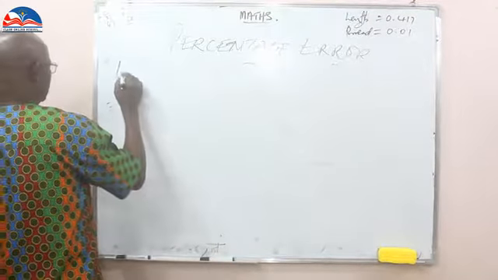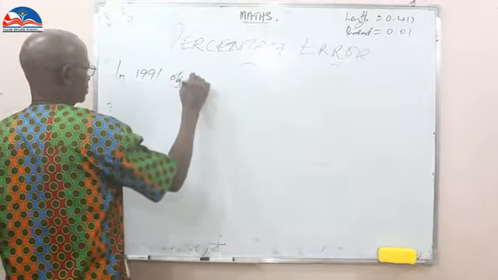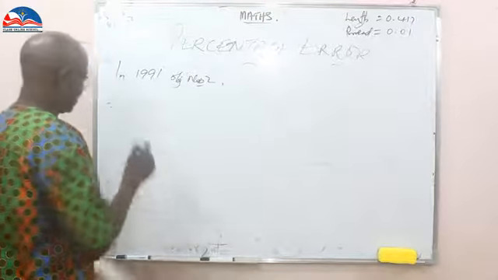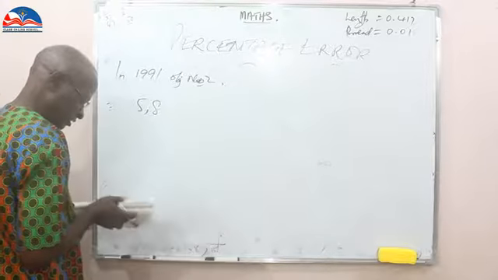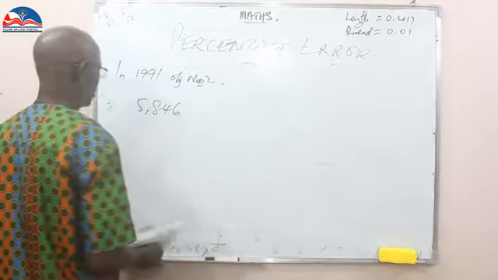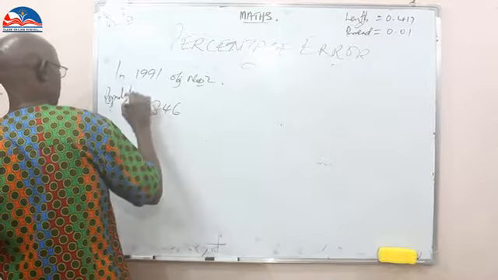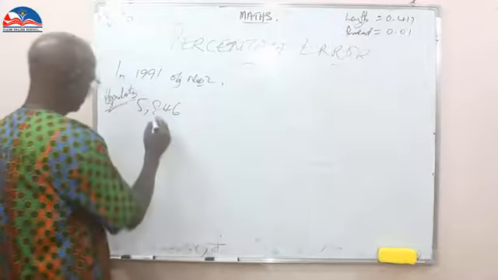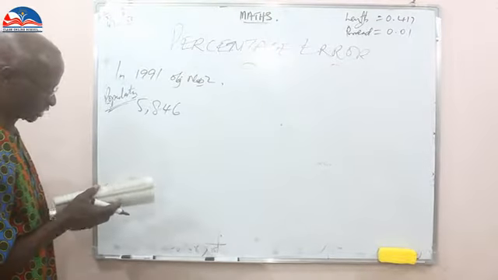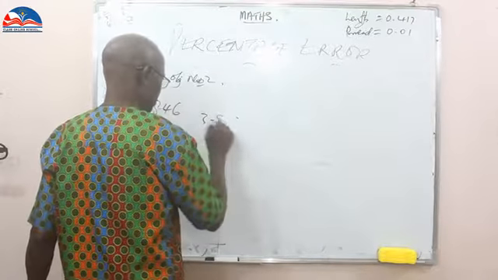In 1991, OBJ number 2, they give the population of a village to be 5,846. They are talking about population. The population of a village is 5,846, and I am asked: correct to 3 significant figures.